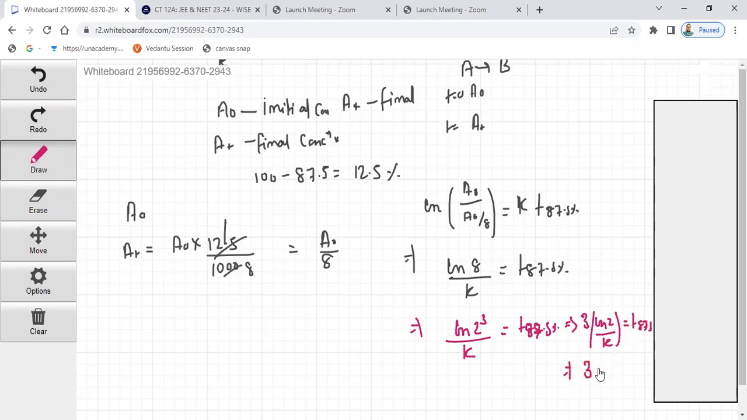So ln 2 by k is nothing but the t half value. T half value multiplied by 3 will be equal to t 87.5%. Here the t half value is 5, so your answer will be 15 minutes, equal to t 87.5%.